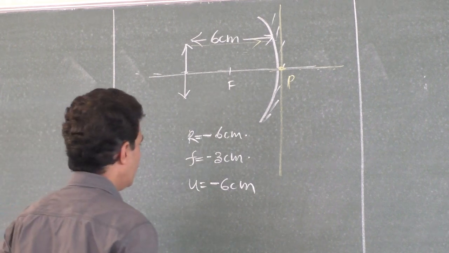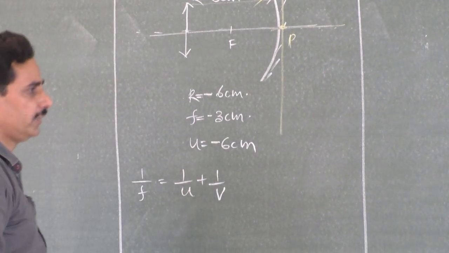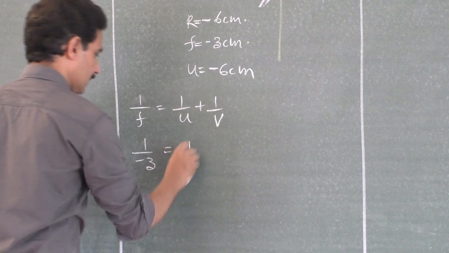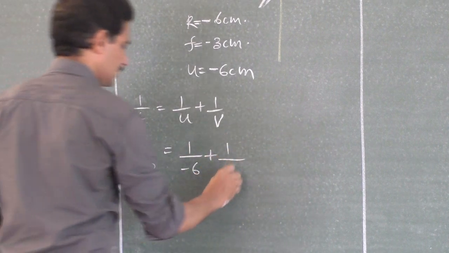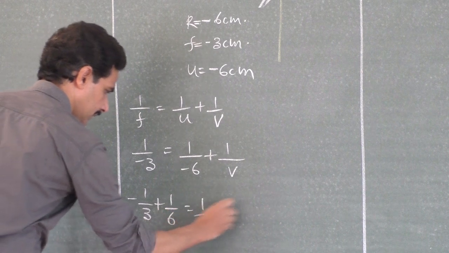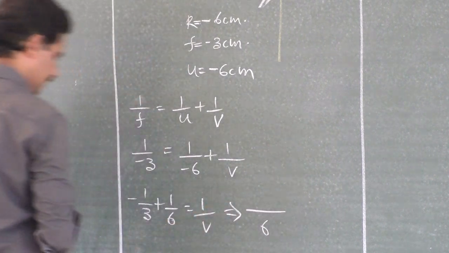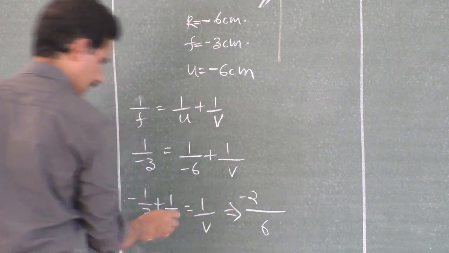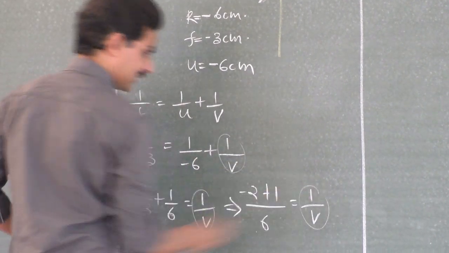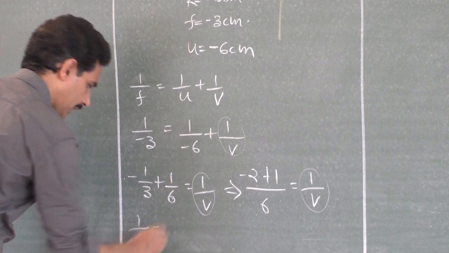Okay. Now, the formula: 1 by f is equal to 1 by u plus 1 by v. If you substitute the values, 1 by minus 3 is equal to 1 by u, which is 1 by minus 6, plus 1 by v. v should be negative finally because you should get it on the other side. Minus 1 by 3 plus 1 by 6 is equal to 1 by v. That implies, 6 common denominator. Minus 1 by 6 is brought here, it becomes plus. 6 is the common denominator. 3 twos are 6, so minus 2, and 6 ones are plus 1, so that is minus 2 plus 1 equals 1 by v. Keep on writing this 1 by v always, because there is a chance that you will take this answer itself as v, but it is not v, it is 1 by v. So 1 by v is equal to minus 1 by 6.